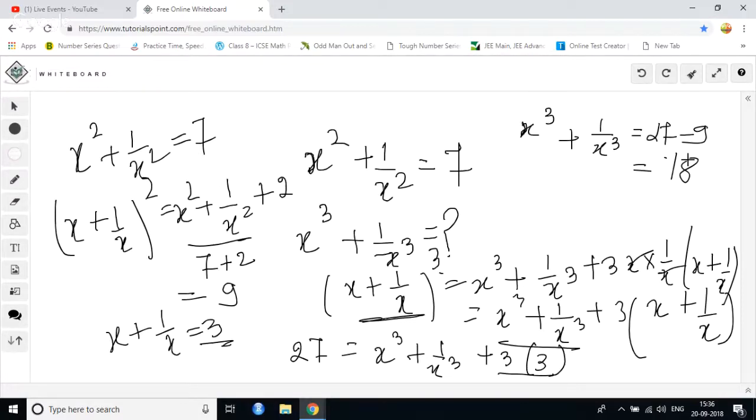Is it okay? Okay, let me take one more question from algebraic expressions. And you guys have a lot of difficulty in a cube plus b cube plus c cube minus 3abc type of questions. So I'll take one question from there.